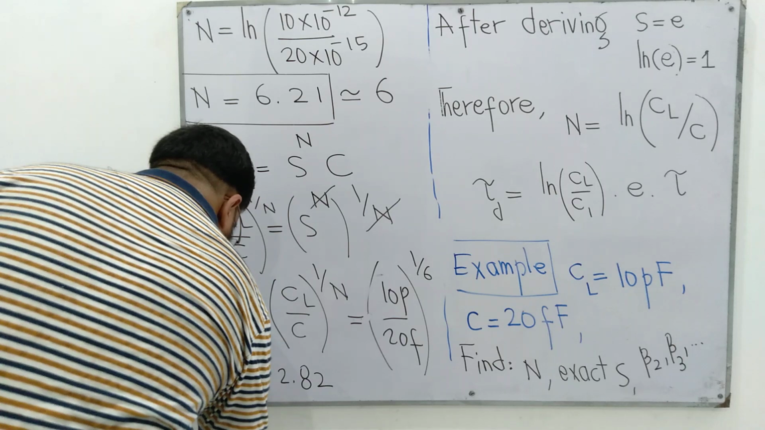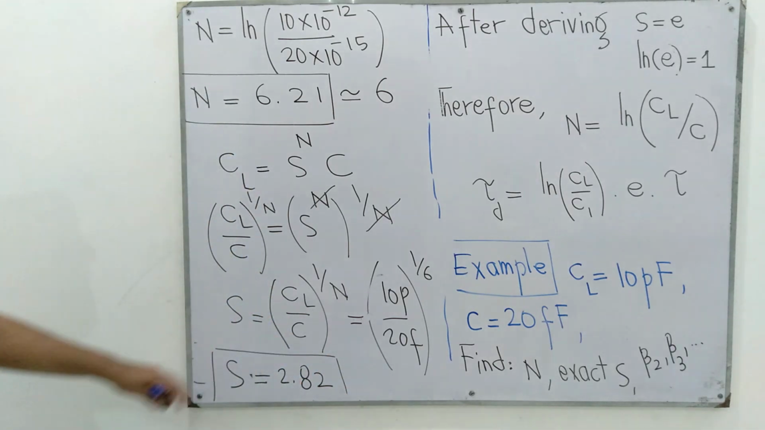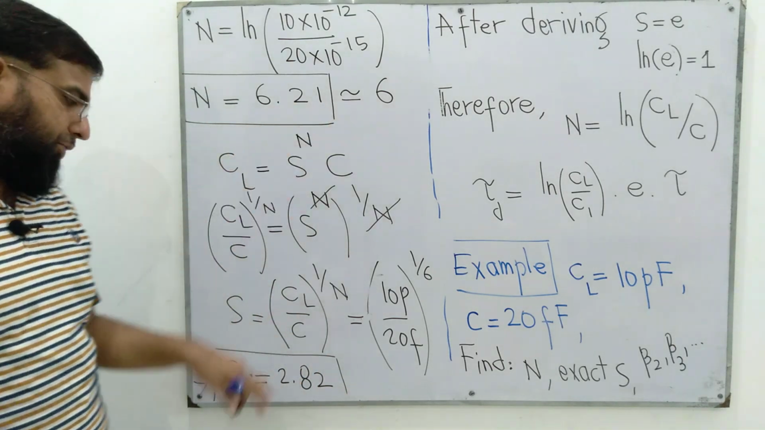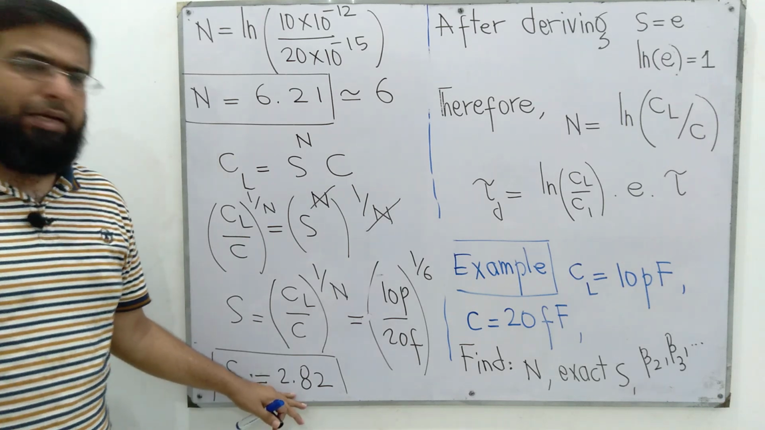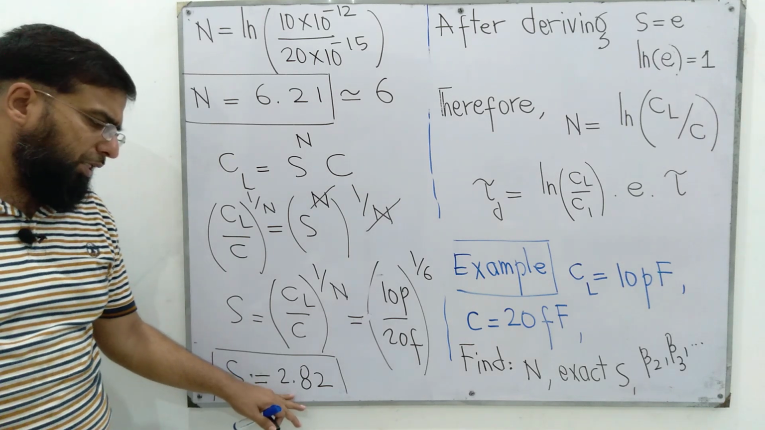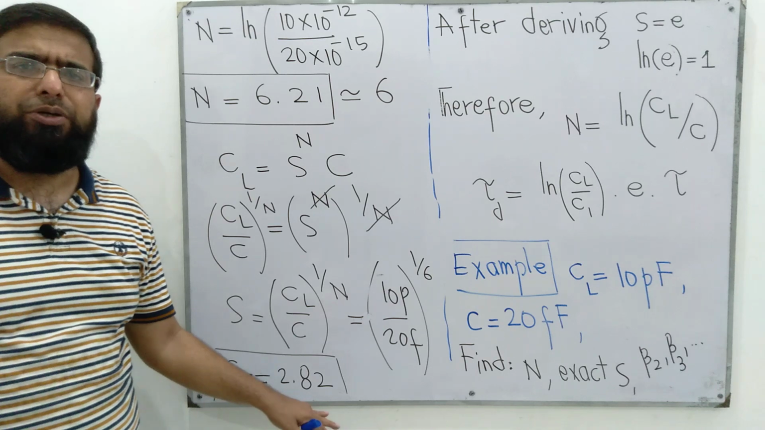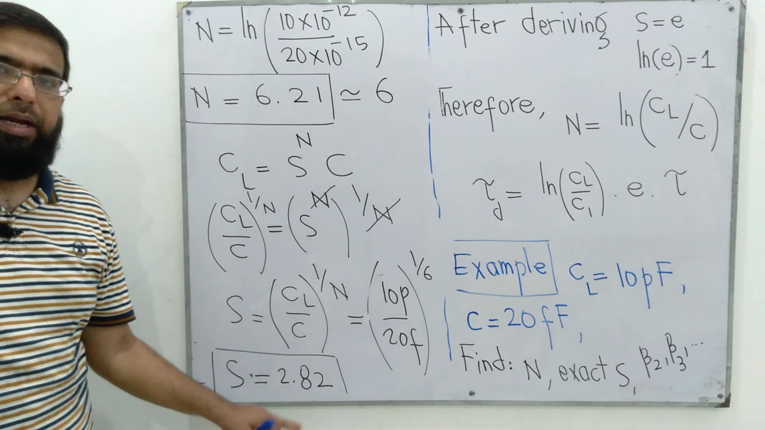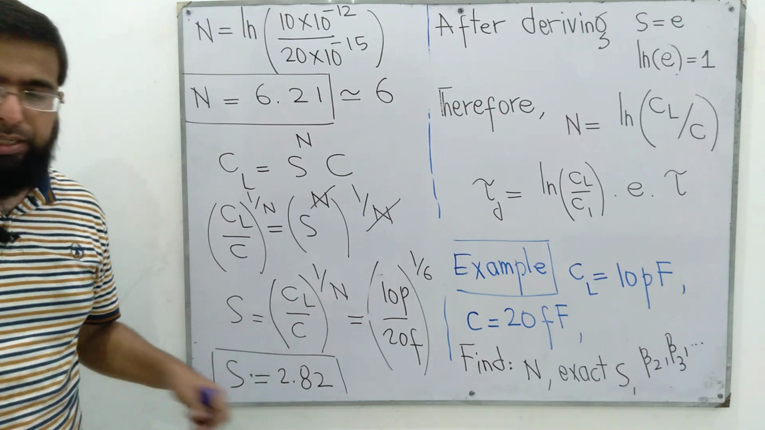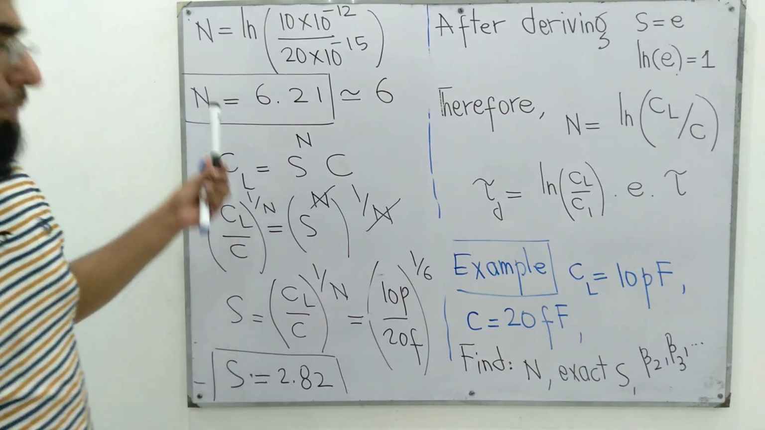So the new scaling factor in this chain, after we have done this approximation, is not exactly equal to e, because small e is 2.71828. It's a bit higher than that. This is the new scaling factor after this approximation.